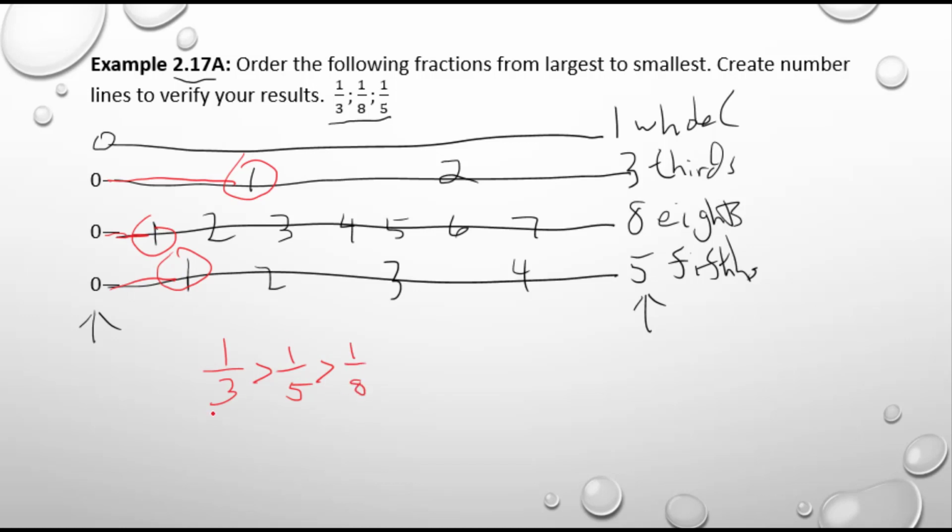Now this should kind of make sense to you because the bottom numbers, the denominators, the unit, tells you how many parts the whole has been cut into. And so the more parts you cut them into, like 8 versus 3, the smaller each part is. So that is the answer. It should make sense.